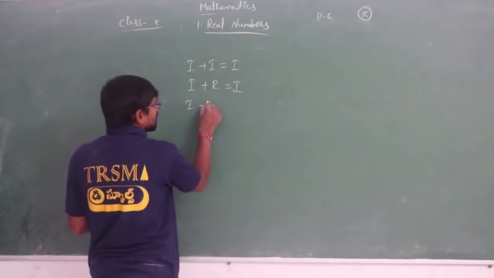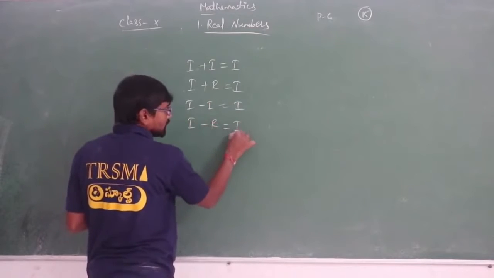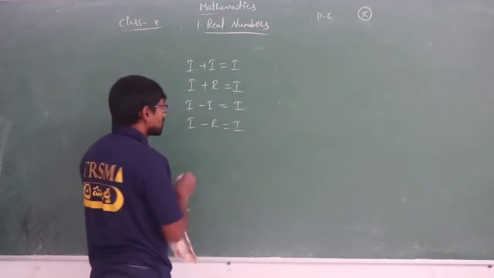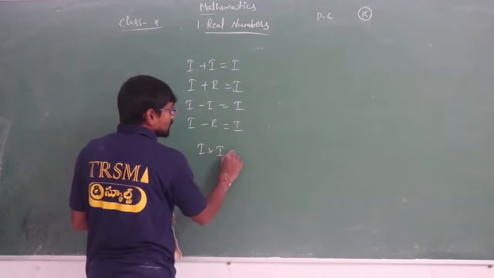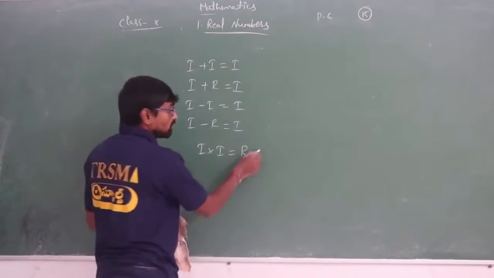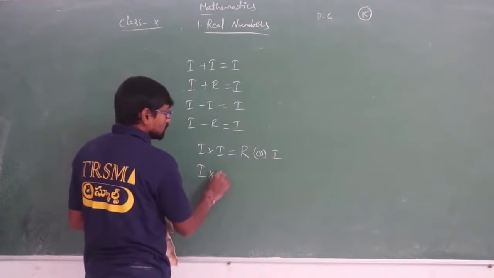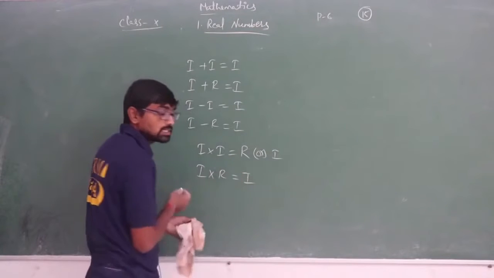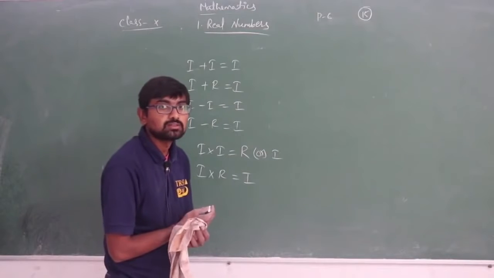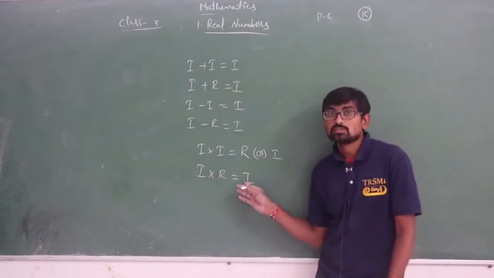If irrational minus irrational, again you will be getting an irrational number. Irrational minus rational, again you will be getting an irrational number. If you do the reverse, you will be getting an irrational number. Irrational into irrational, you will be getting rational or irrational. Irrational into rational, you will be getting irrational. Am I right or wrong? Yes, isn't it? How, sir? How can I say these things?